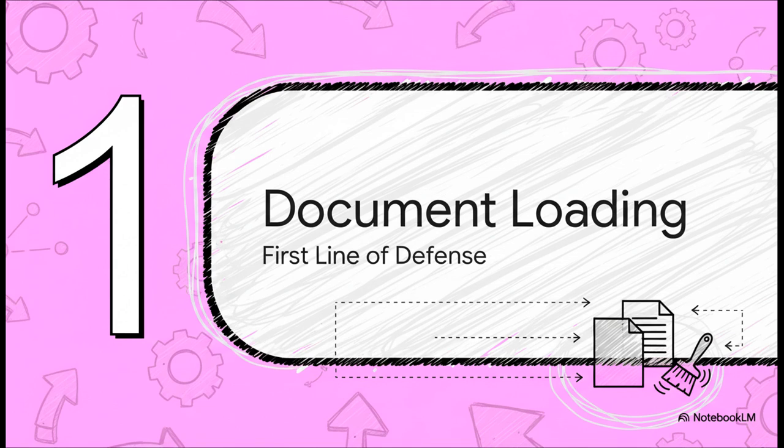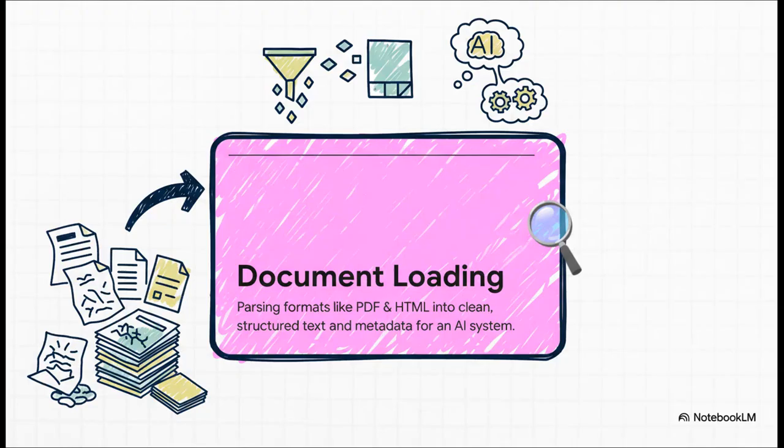I want you to think of this as your first, and maybe your most important, line of defense against that whole garbage in problem. This is the gatekeeper that makes sure only the good stuff gets into your system. Okay, so what is document loading really? Put simply, it's the process that takes all your different kinds of files, your PDFs, web pages, Word docs, and basically pre-digests them. It turns all that messy formatted stuff into clean, simple text that your AI can actually make sense of, along with some helpful labels we call metadata.